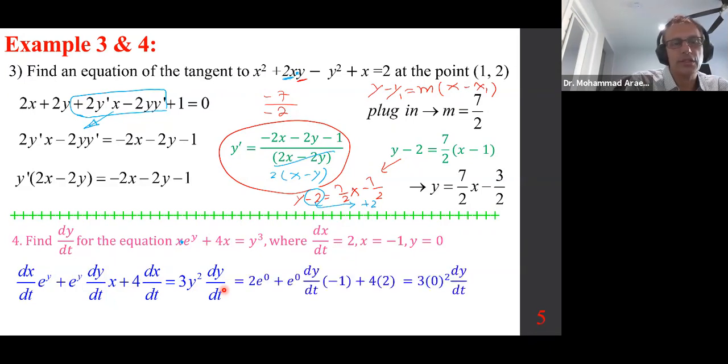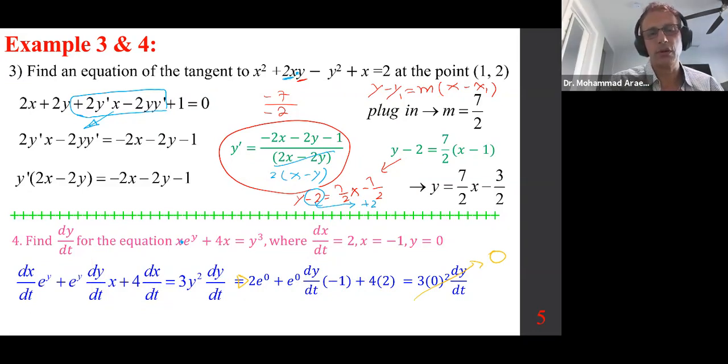So dx/dt, it's 2. e to the power of y, which is 0, plus e to the power of y, which is 0. dy/dt, we don't have it. And x is replaced with -1. Plus 4 times dx/dt, which is 2. And the right side, 3 times 0 squared dy/dt. This whole thing, because y is 0, goes to 0. In other words, here's what you have, everybody. First of all, this is 0. Very straightforward.